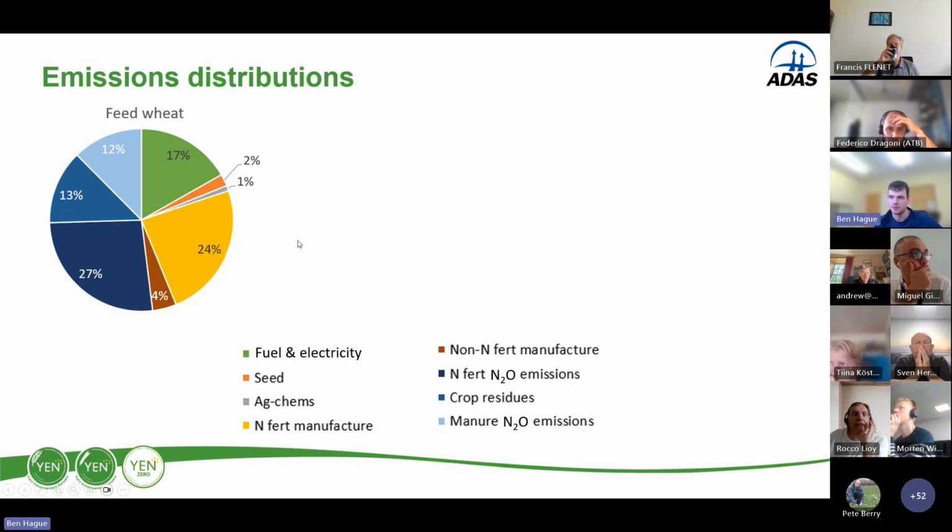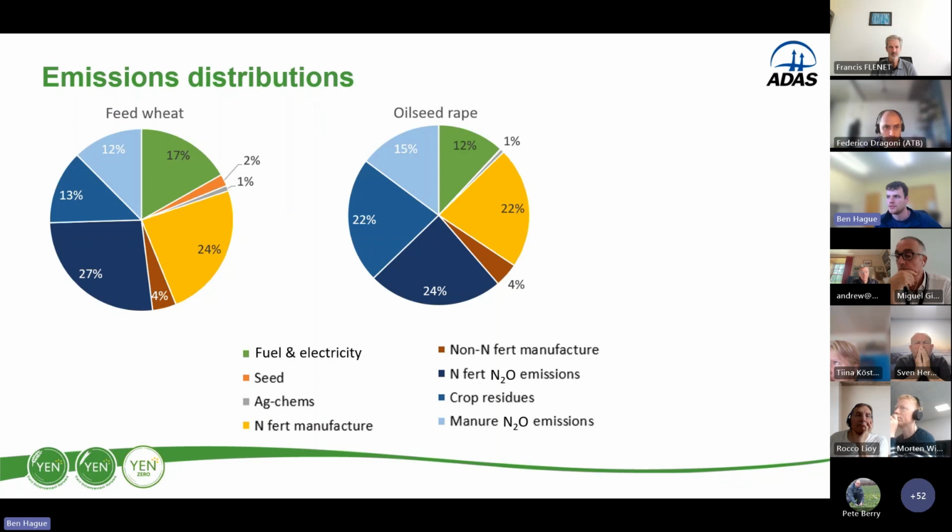And it's worth noting that just 1% of emissions come from ag chemicals, so this is crop protection products. There is a bit of an assumption that crop protection products make up a greater proportion of carbon emissions, but this is not the case. And here is an example for an oilseed rape crop.